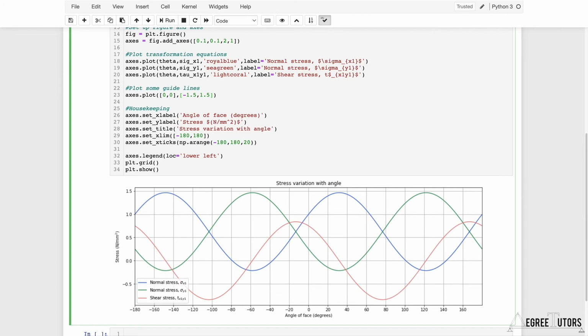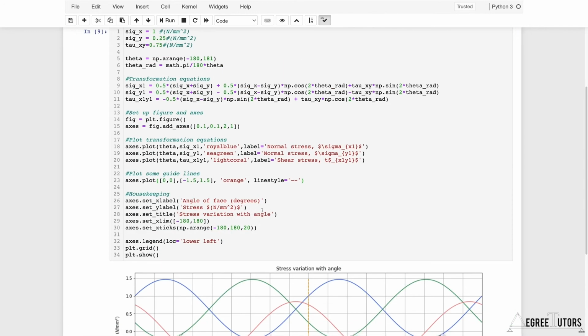Right, now what else do I want? I want to say the line is going to be orange, and I want to say the line style is going to be a dashed line. Let me see, will that work? Okay, very good. So let's zoom in here and see.